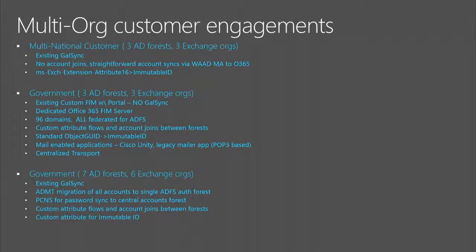Another government customer, 7 AD forests, 6 Exchange orgs. You can see we're getting more and more. We have some that are much, much larger than this that we've done. But this is just a bit of a sample of what we've worked on with different customers. And the key point is no 2 customers are the same. The nuances are different between each customer. You can have the same challenges. You may be able to do initial synchronization setup out of the box, but then you have to look at flows between the environments, the forests. Is the customer going to decommission a forest? Are they going to move mailboxes between Exchange organizations? All of those sorts of things.